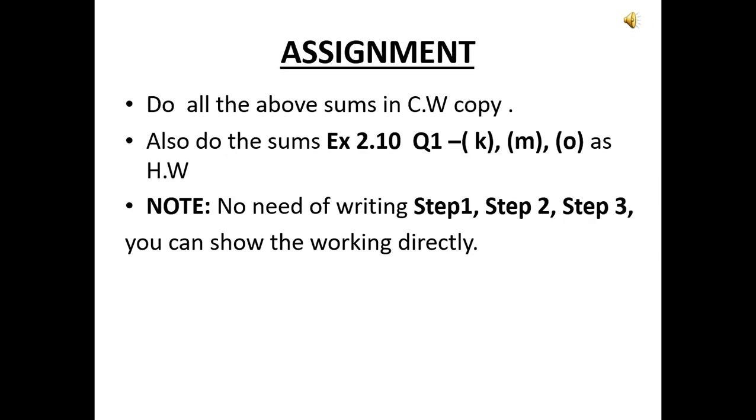Now today's assignment is, do all the above sums which I have presented now in your classwork copy, and also do the sums in exercise 2.10 question 1 K, M and O as homework. Okay, and if you are having any doubt, please message me. I can clear your doubts.